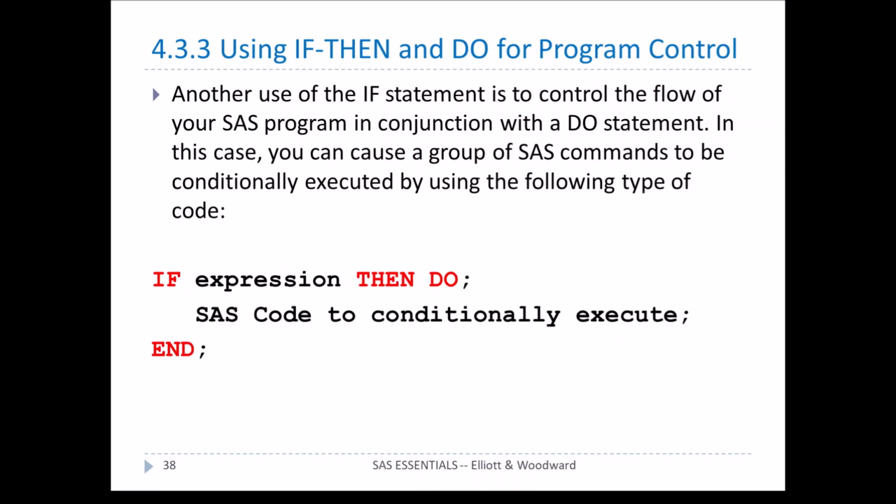If expression, then do. So that says if the expression is true, whatever we put in there, then go ahead with the next few lines of code, whatever that is, and then it ends with end. So we can see that anything between the then do and end is code that will be executed if the expression is true. If that expression is not true, then it skips that code.